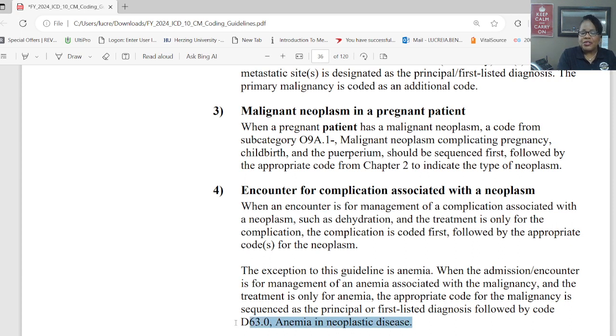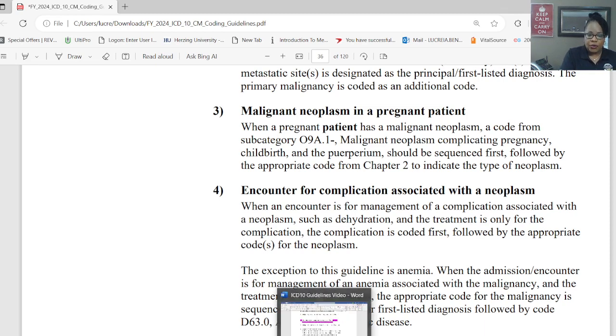And I always tell my students, when you see it identifying as a diagnosis in something else, usually that something else is coded first. They're really clearly stating with this code that the neoplastic disease is the reason for the anemia. So I can understand why that puts that code first.